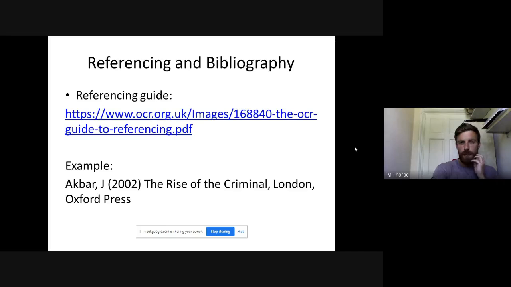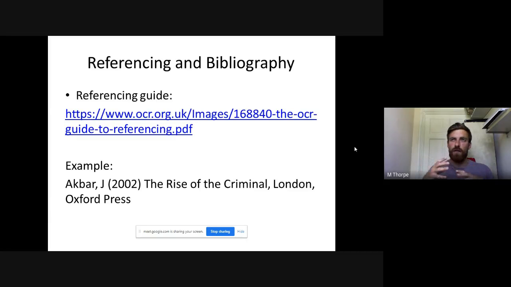Now, referencing and bibliography, you've probably come across this in other subjects or your EPQ. I've put there a quick, easy referencing guide. If you click that link or copy and paste it, if you can't, let me know. And that talks through a student version of how to reference. Basically, what it means is a lot of your information you're getting will be from paragraphs and chapters and websites. And unfortunately, you can't simply reword it and then say, right, that's my part of the essay done. You've got to reference what you use.